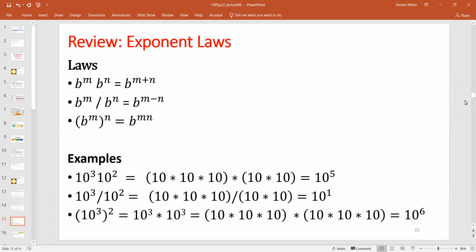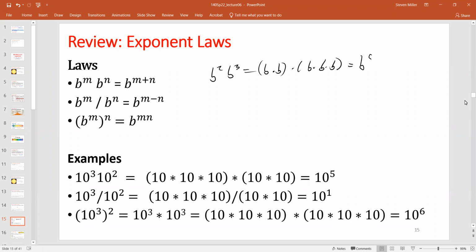If I take b and I raise it to the mth power and I multiply it by b to the nth power, it's b to the m plus n. And you can think of this as, for example, if I have b squared times b cubed, this is b times b times b times b times b. Okay, now I just count how many b's do I have? 1, 2, 3, 4, 5. It's b to the fifth.